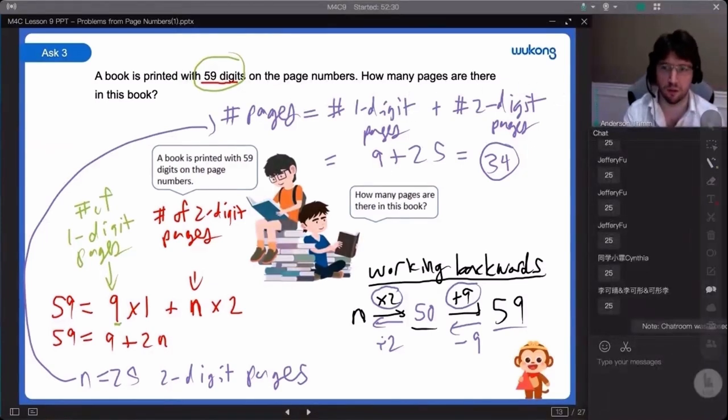All right, so we broke this up again, just like we did before with that table. Some number of 1-digit pages, some number of 2-digit pages. And we know the 2-digit pages alone give us 180 digits. So there's only 59, so we know there's no 3-digit pages or anything.